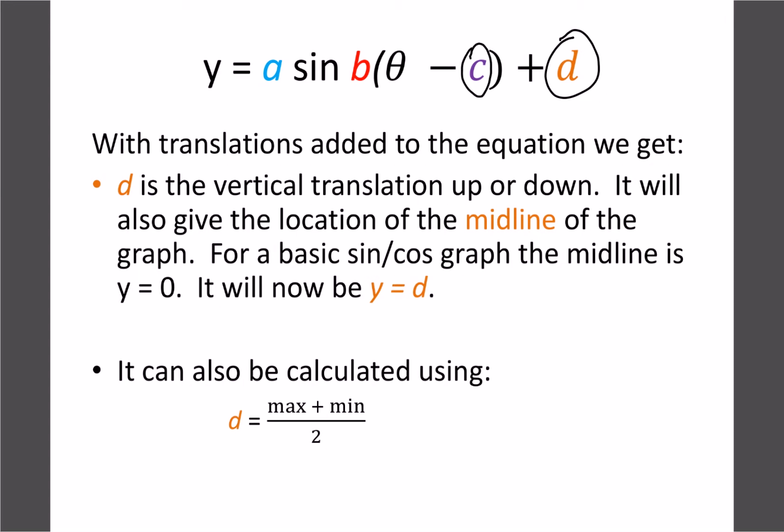The D is going to tell us how far we're translating up or down, but more importantly, it gives us the location of the middle of the graph. So it's our vertical translation, but we also call that the midline. For our regular graphs, when we move it up and down, we want to figure out that midline. The formula we can use is max plus min divided by 2, which is basically the average of the height.